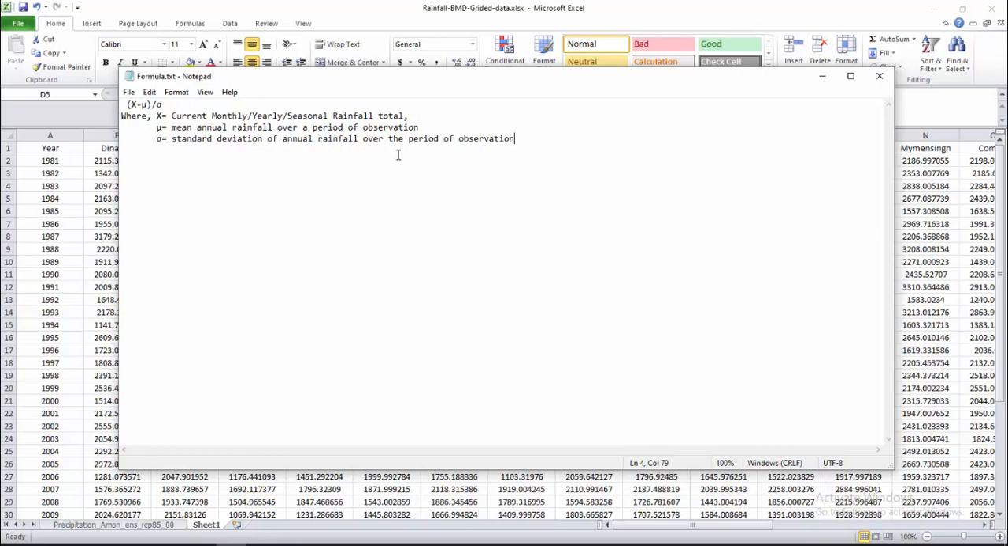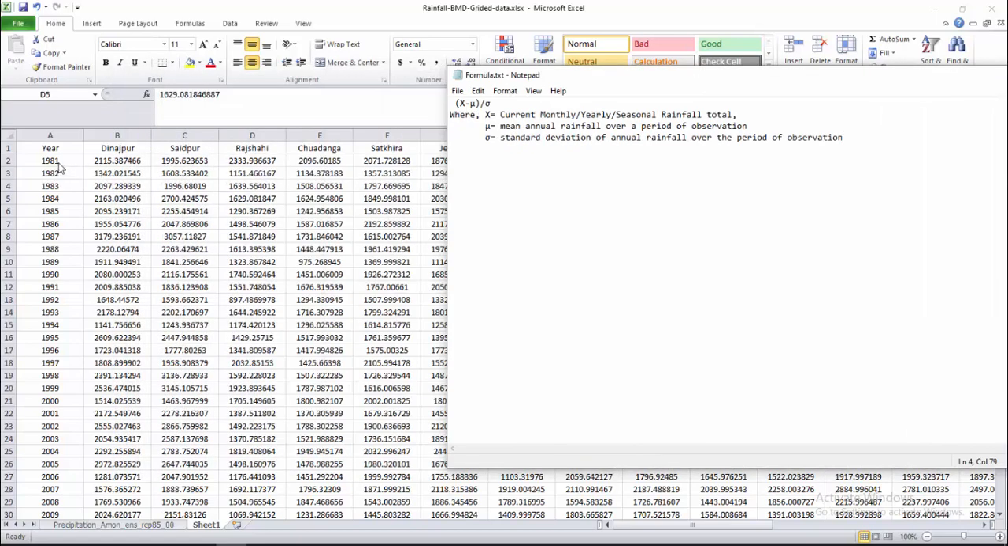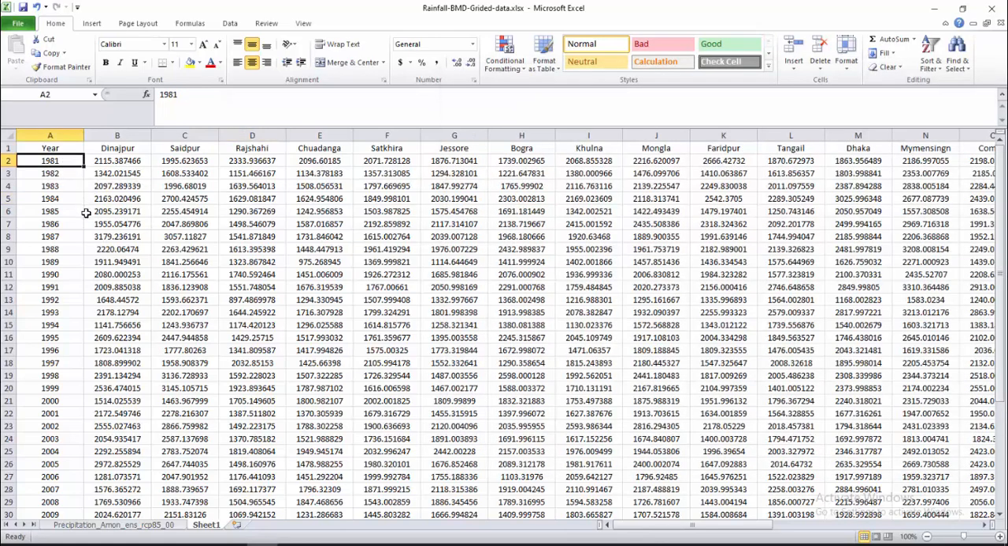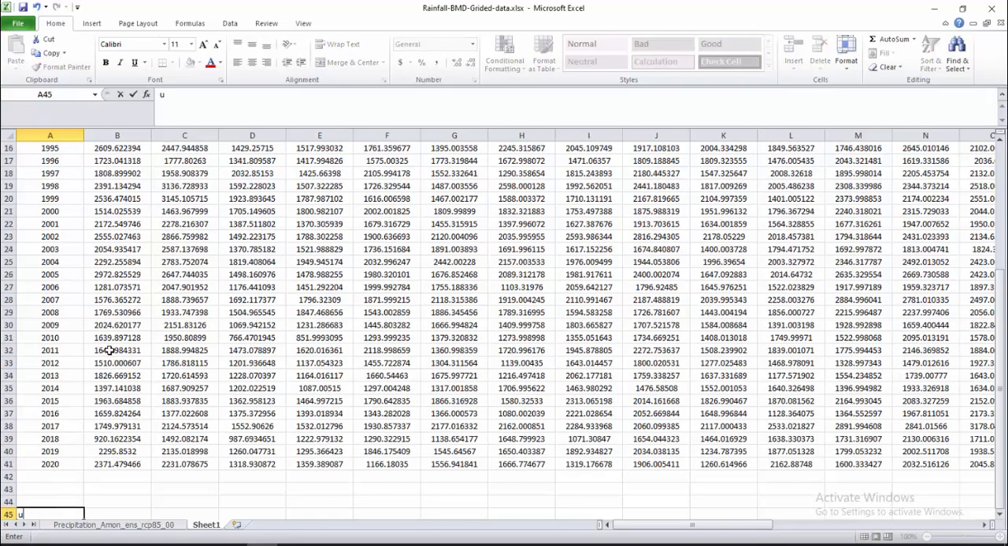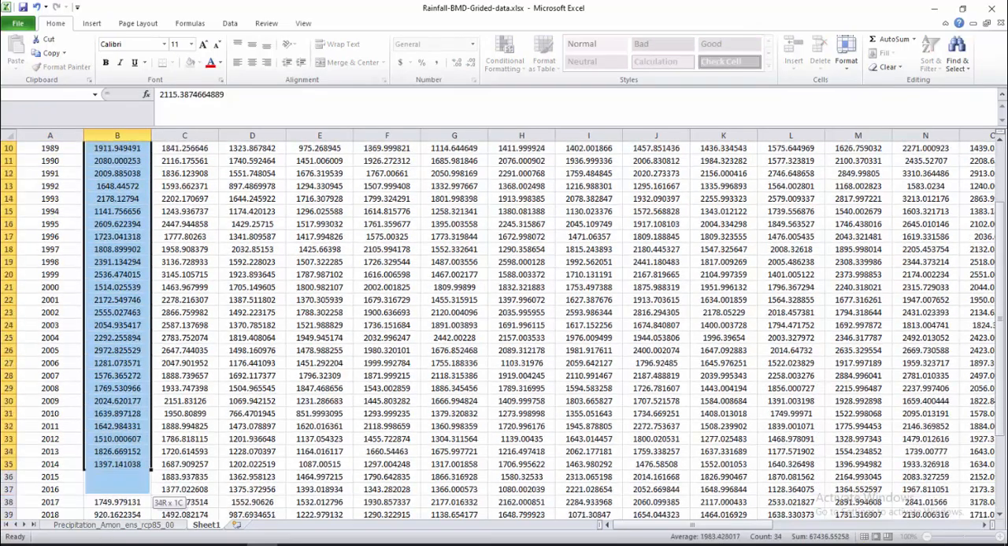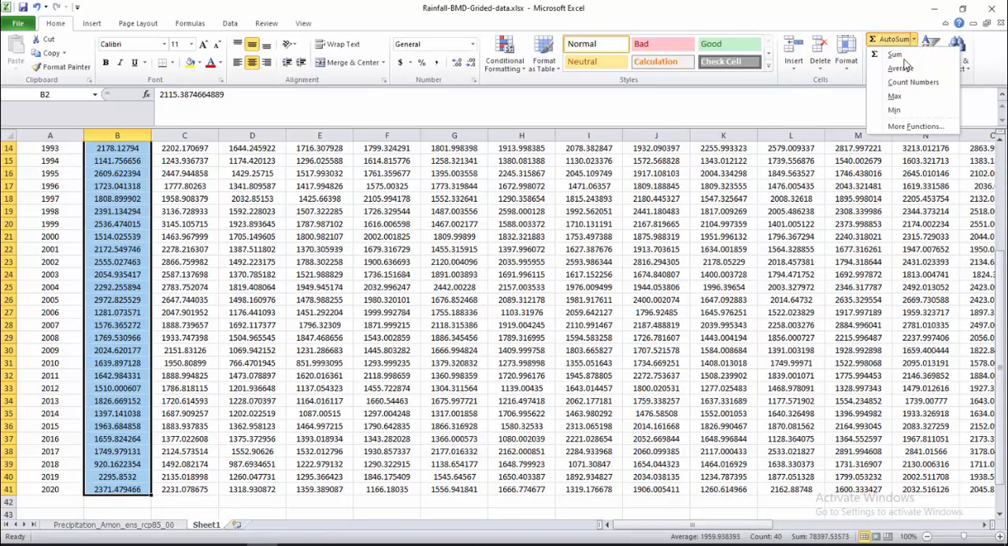So first of all, we have to calculate the mean annual rainfall over a period of observation. Here you see we have values from 1981 to 2020. This is the period of our observation, and we have to calculate the mean value of the observed data during this period. So first of all, let's calculate the average value of the rainfall. We will denote it by mu, and then select and calculate the average value.